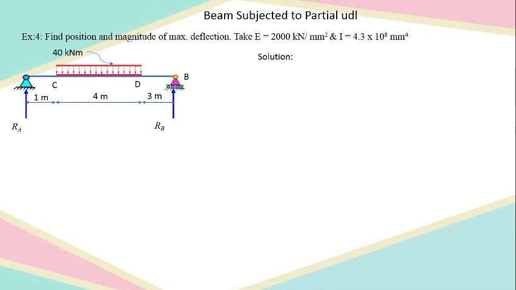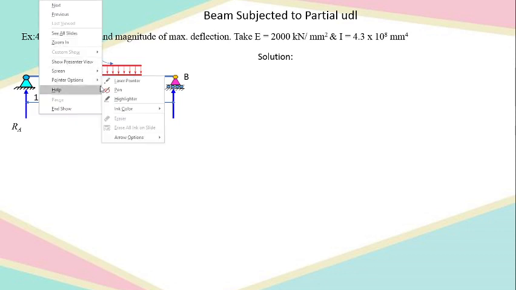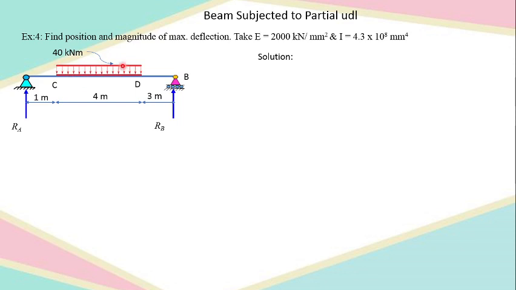Here on your screen, you can see this beam which is subjected to a uniformly distributed load, and it is not throughout the length, it is at the span CD, having the magnitude 40 kilonewton per meter. The lengths are being mentioned to you. Here we are required to find out the position and magnitude of maximum deflection. The parameters like E and I are given in the problem.